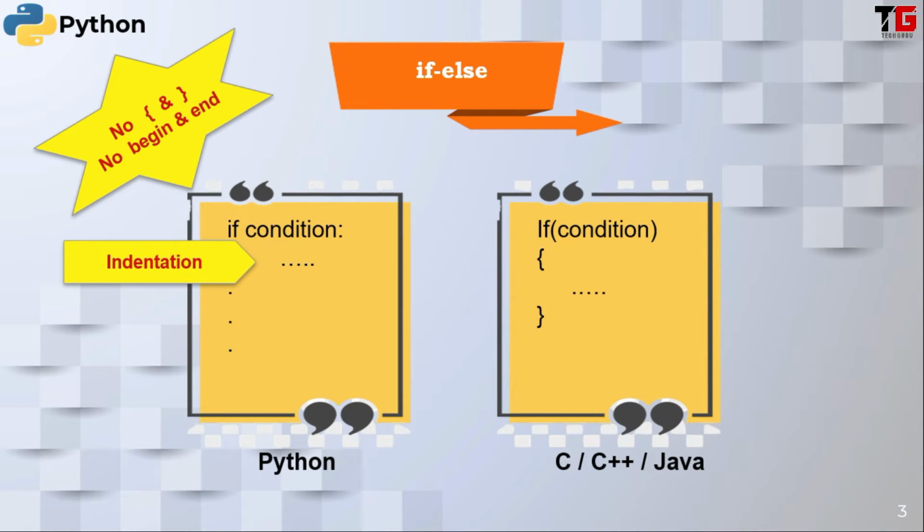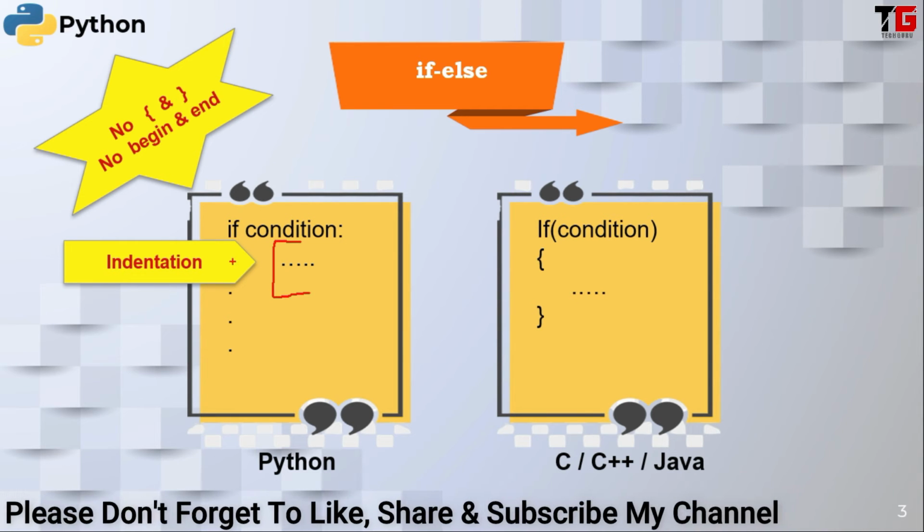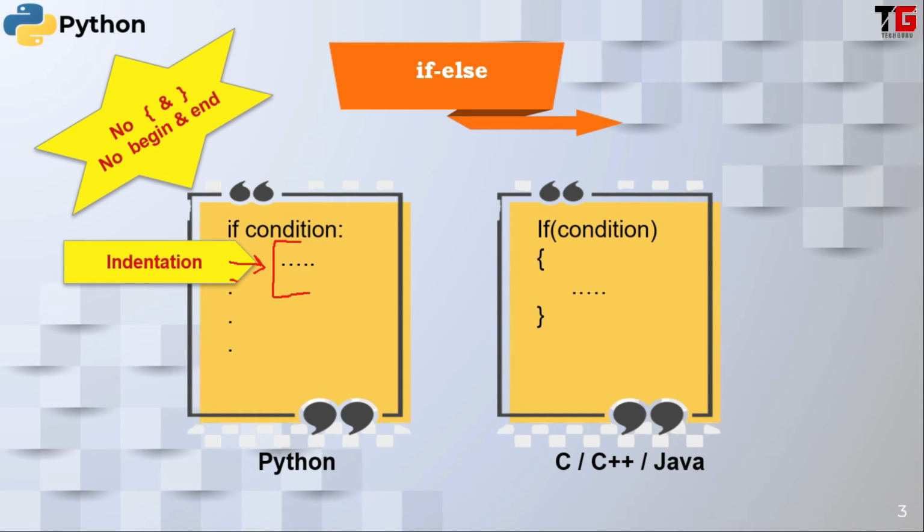We use indentation here. Indentation means after giving the condition, whenever we have to write the statements, we shift our cursor a little bit to the right hand side. It means we give some blank spaces or we press tab. This indentation specifies our if block. Alright, let's see its example now.